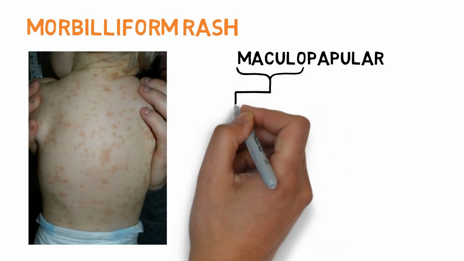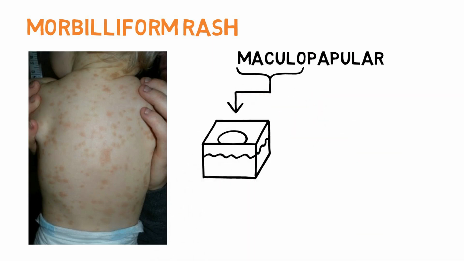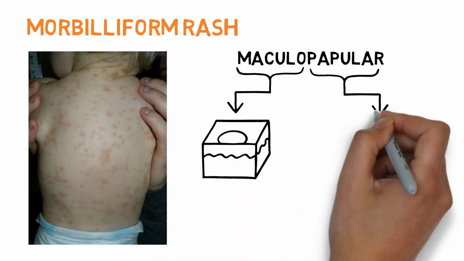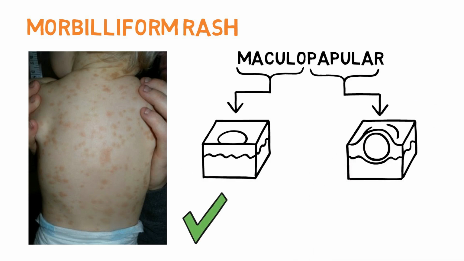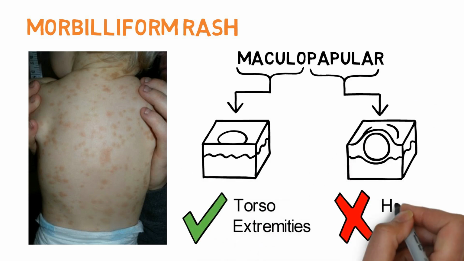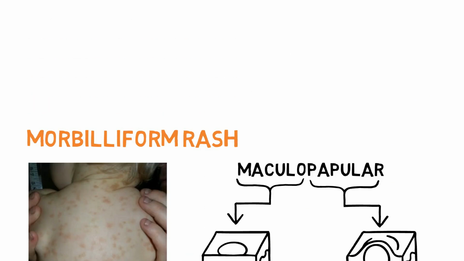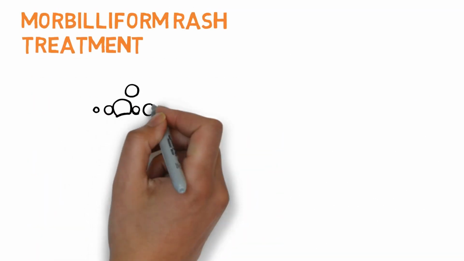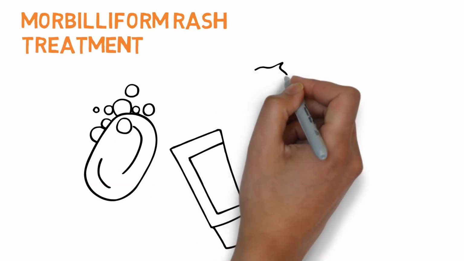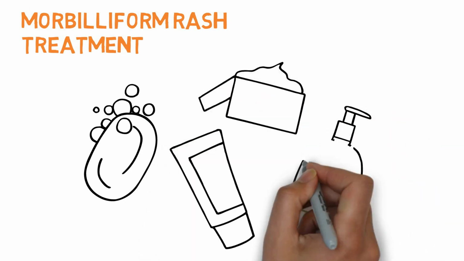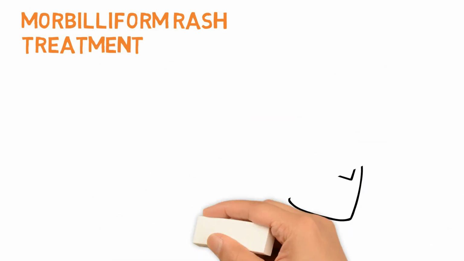This means that there are macules, which are flat, discolored spots on the skin, as well as papules, which are raised bumps. Lesions are often on the torso and extremities, but spare the head and neck. For treatment, counsel the patient on gentle skincare. You can refer to our videos on tips for gentle skincare for more details.